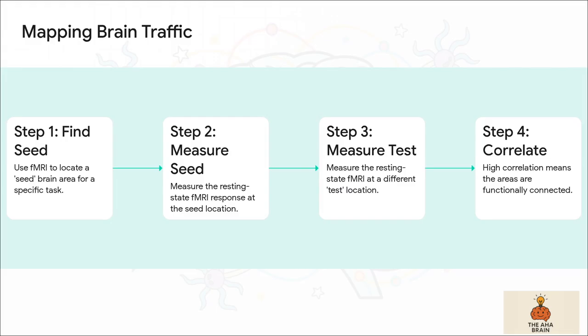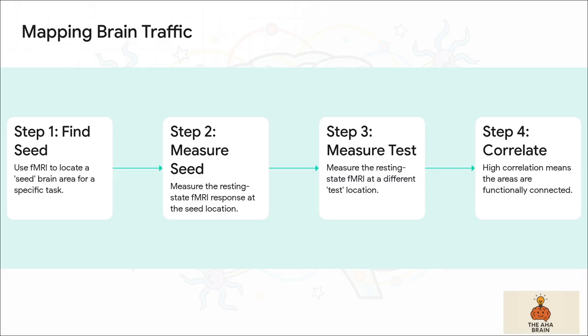And believe it or not, scientists can actually watch this brain traffic in real time. It's a really clever process using fMRI. What they do is they find a starting point, a seed location they know is active for a certain task. Then they just watch it. They record its rhythm while the person is just resting.